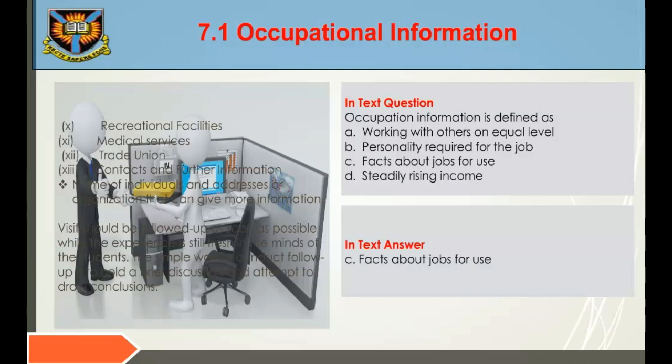The visit should be followed up as soon as possible while the experience is still fresh in the minds of the students. The simple way to conduct follow-up is to hold a brief discussion and attempt to draw conclusions.